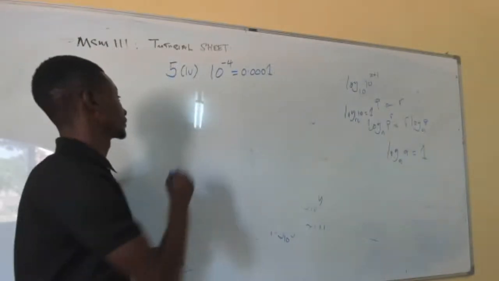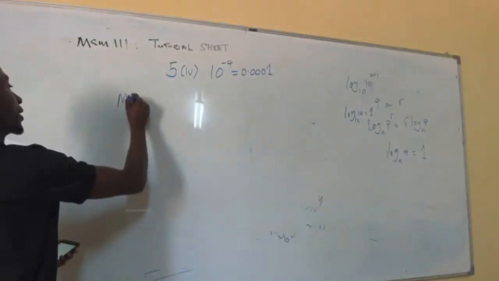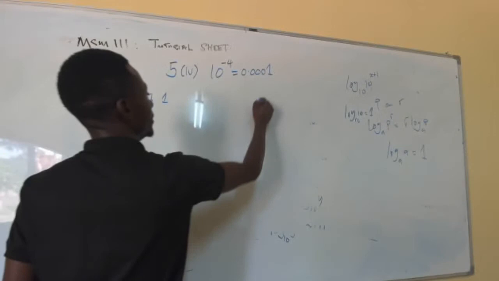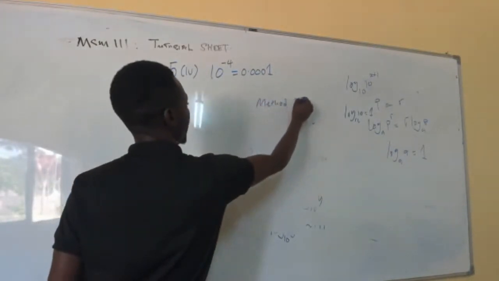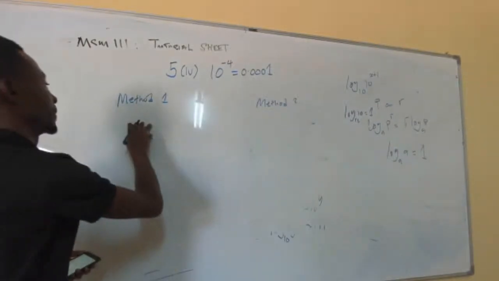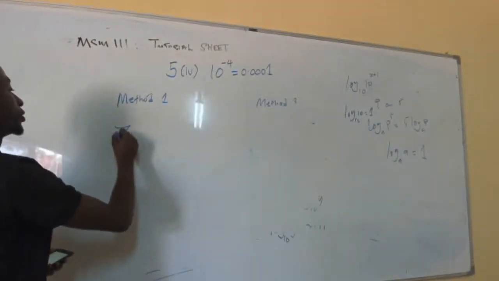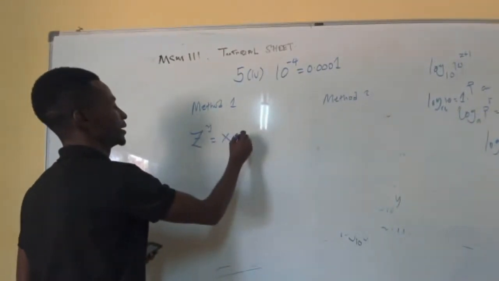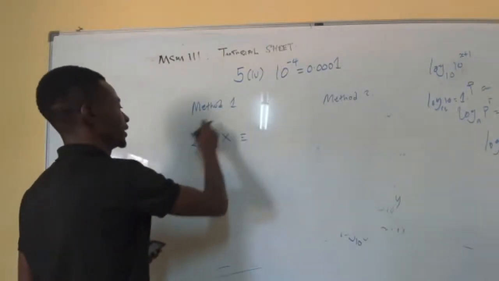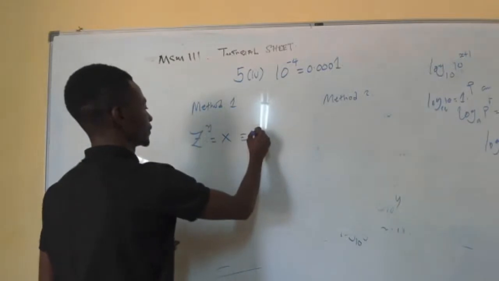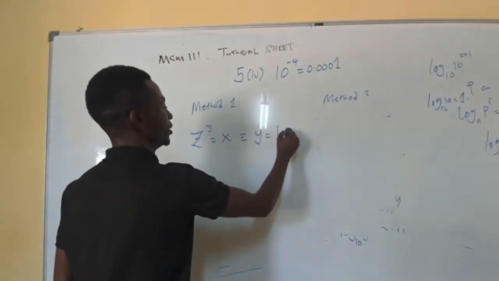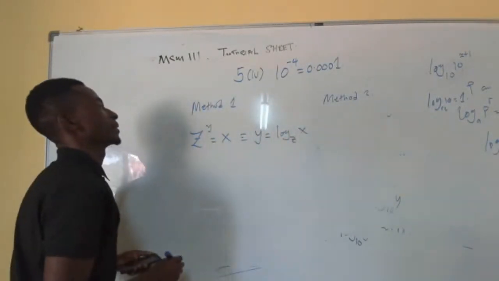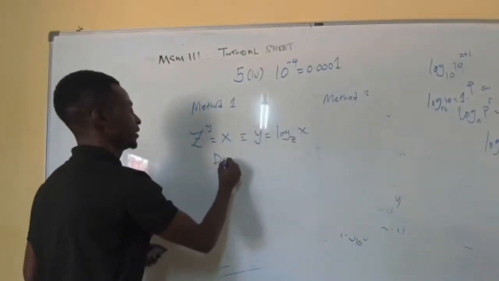So now, let's use two methods here. Method 1 and method 2. We start with method 1, where we're saying z to the power y equal to x is equivalent to y equal to log z x.